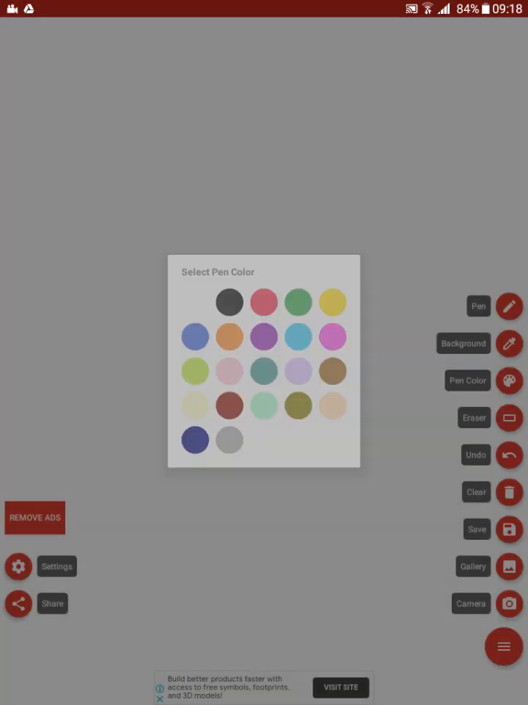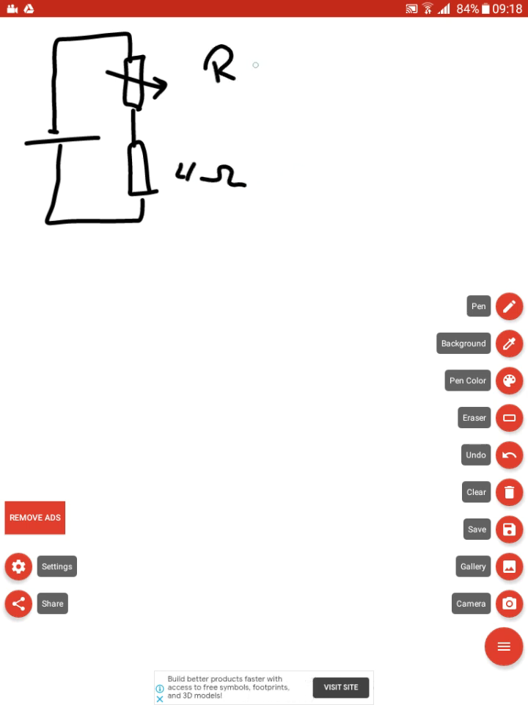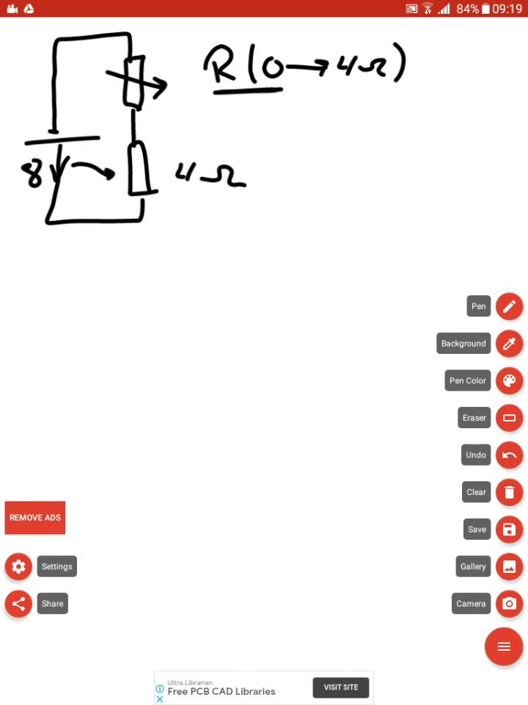We can make it better using a battery and two resistors. One of these is a variable resistor and the other is a constant resistance. So if you have here, let's say 4 ohm, and this variable resistor can change from 0 up to 4 ohm, and here we have, let's say 8 volts, okay? If the resistance of the variable resistor is 0, all of the 8 volts will go to the 4 ohm. If the resistance of the variable resistor is 4, the voltage will split into 4 volt and 4 volt.